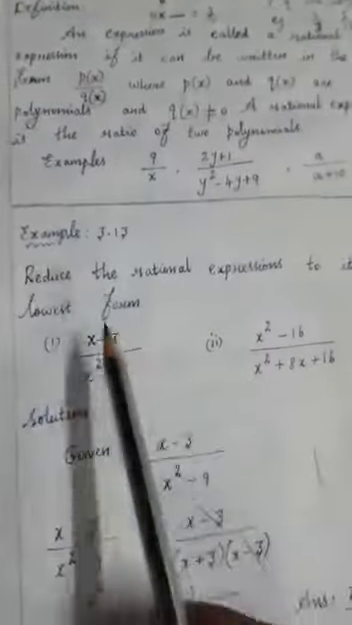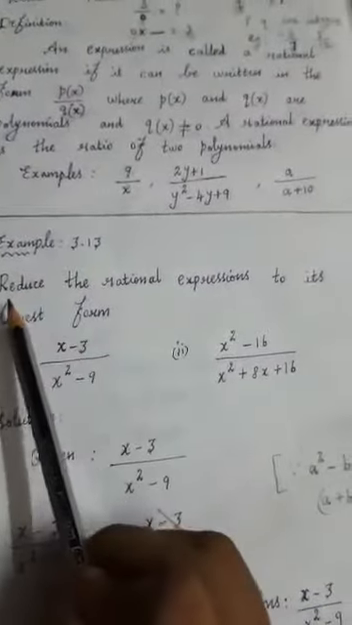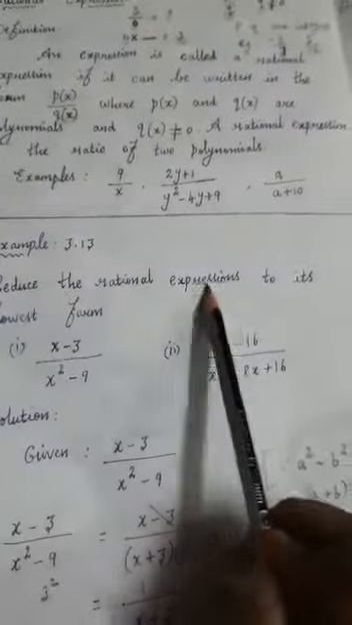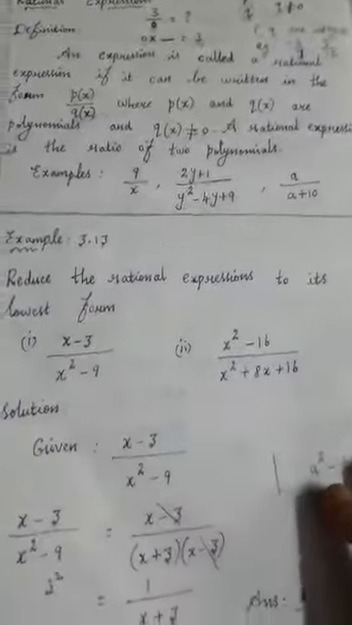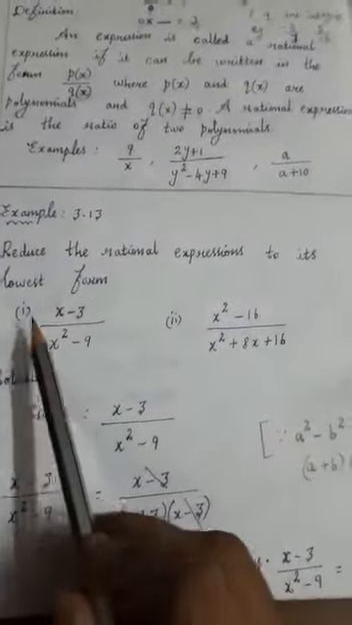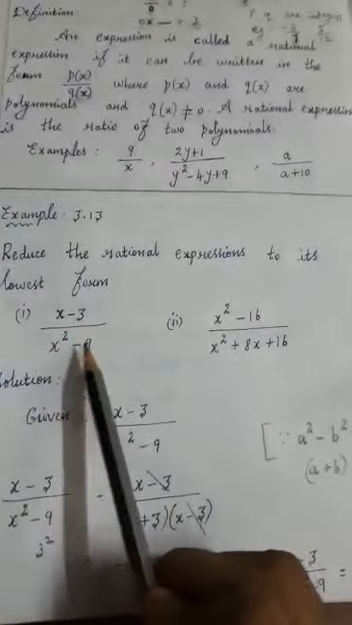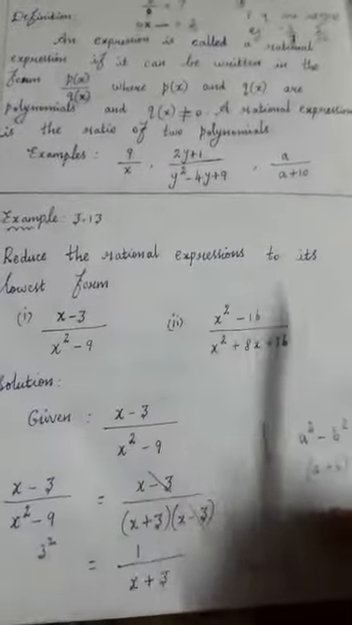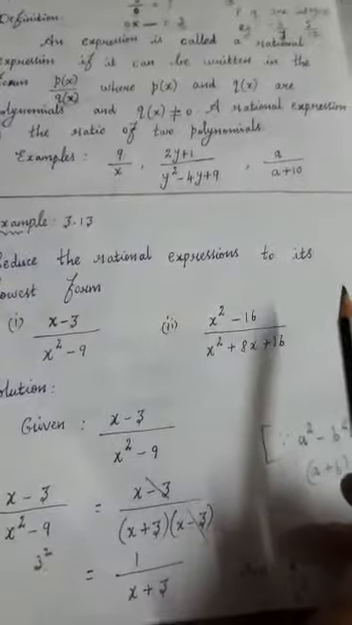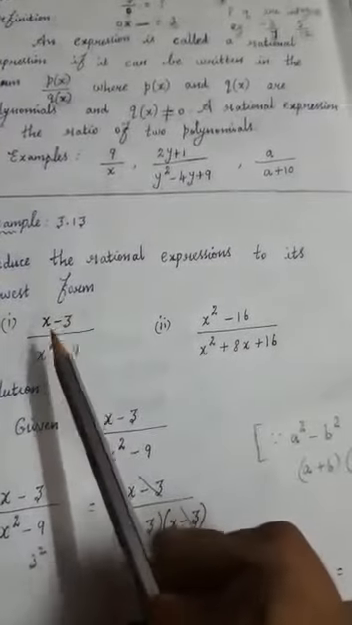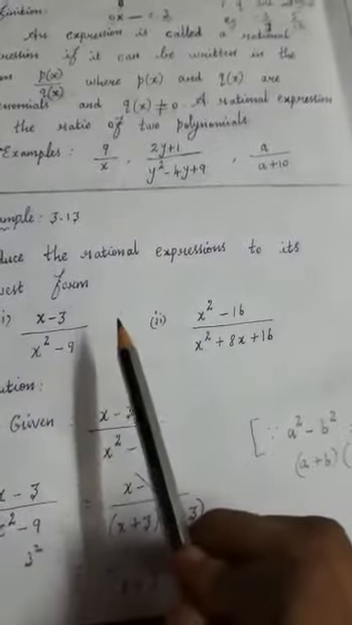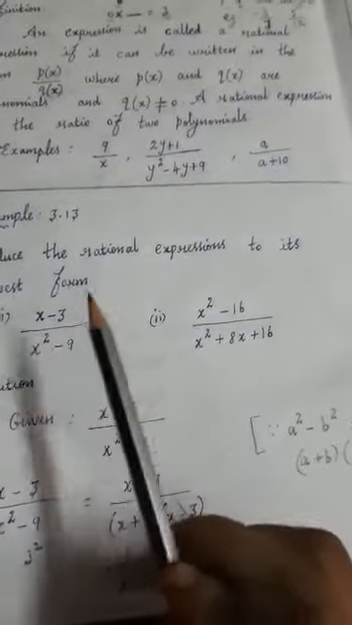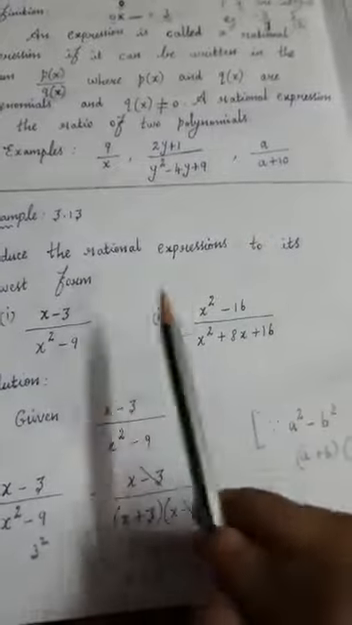Now see example 3.13. The question is, reduce the rational expressions to their lowest form. You are going to change this expression to its lowest form. The first question is x minus 3 divided by x square minus 9. Here we are going to follow some steps. The numerator and the denominator are two polynomials they have given. So first you have to factorize, if we can factorize that polynomial. That's the first step.